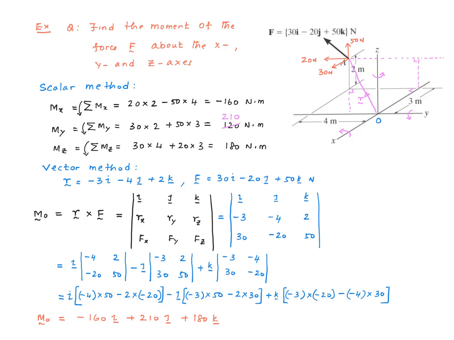Alright, so here are the details of the vector method. You can easily follow through, and eventually we get the same results, right? So this is the MO vector. You can see the x component is 160 minus 160, which is exactly the number we got by the scalar method. The y component is 210. And that's what we got over here, and the z component is 180, and that's what we got over here.